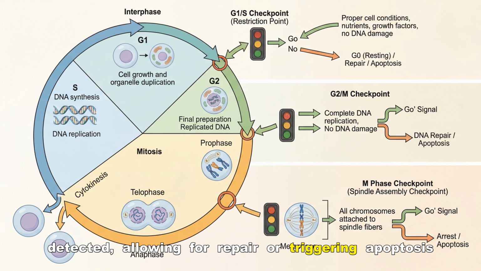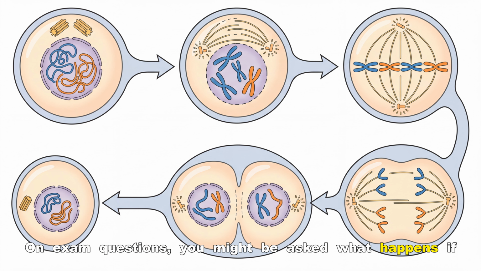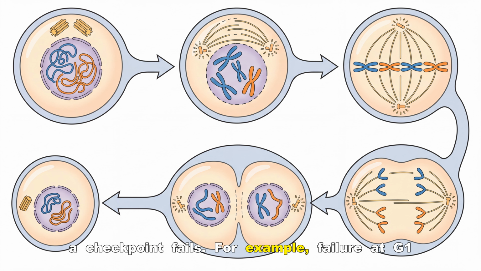This ties directly into cancer biology, a frequent MCAT theme. Mutations in checkpoint proteins can lead to uncontrolled cell division. Another checkpoint occurs during mitosis, the spindle assembly checkpoint, which ensures that all chromosomes are properly attached to spindle fibers before separation. On exam questions, you might be asked what happens if a checkpoint fails. For example, failure at G1/S can allow damaged DNA to be replicated, increasing mutation rates.